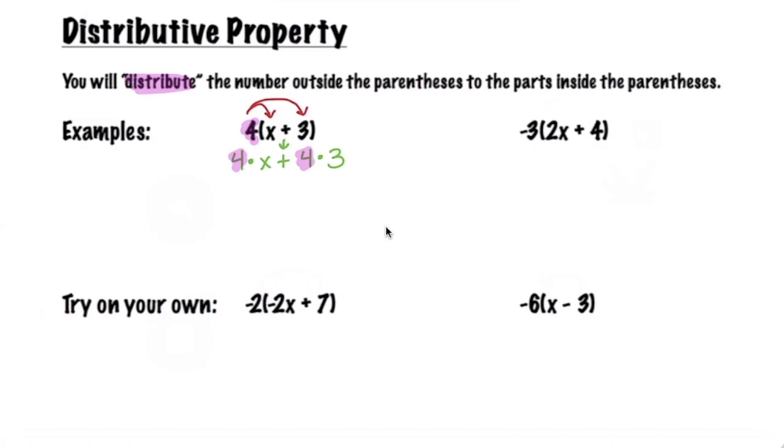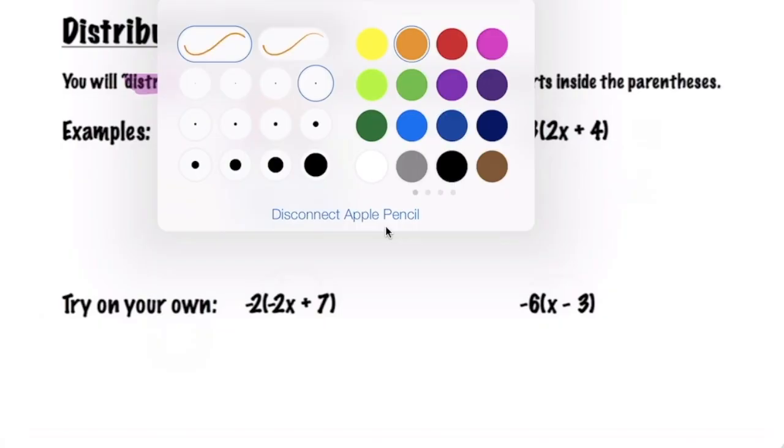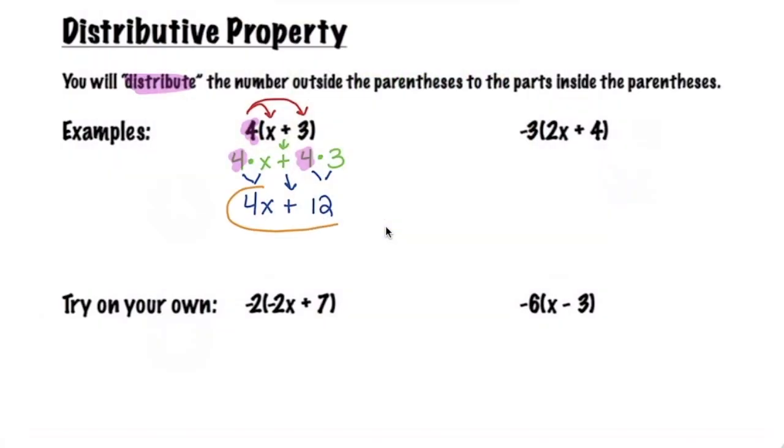My next step then is going to be to solve these two sides. So 4 times x, we're going to rewrite that as 4x. And then our 4 times 3, when we multiply that, equals 12. And then again, that plus sign just comes down. So my final answer, after I've done my distributive property, is 4x plus 12. That is an equivalent expression to my 4 parenthesis x plus 3.